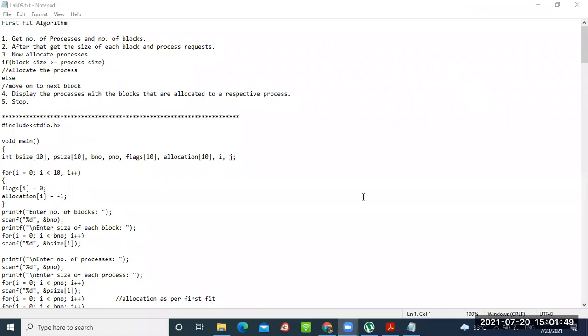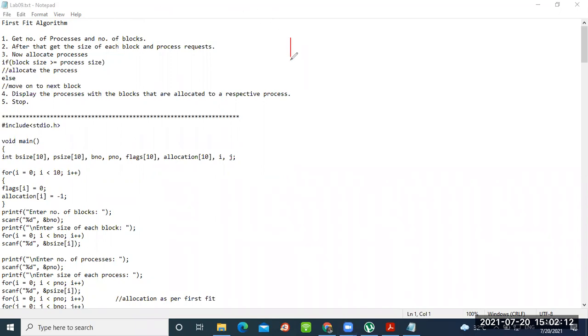Fine. So let us first discuss the very first algorithm. As we know, the very first algorithm is the first fit algorithm. Again, we are going to discuss variable size partition. Again, we know that continuous allocation is of two types: one is fixed size partition and the other is variable size partition. Here we are going to study the variable size partition.